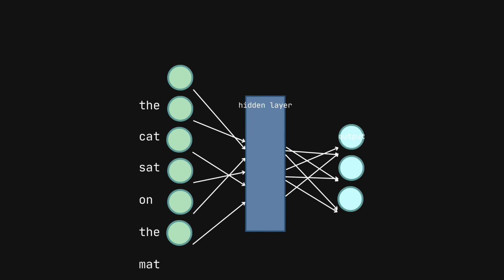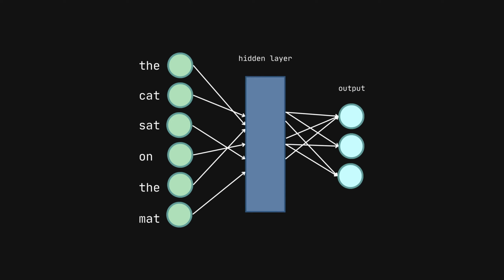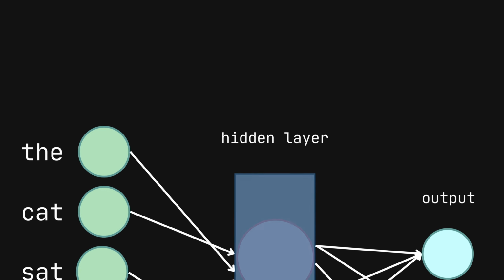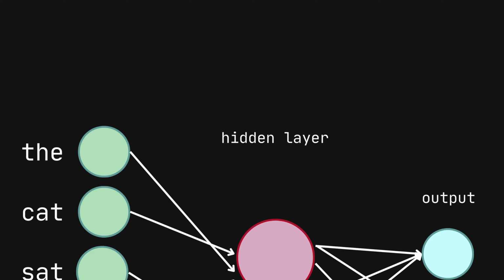For example, when processing the sentence "the cat sat on the mat," neurons in different layers activate in response to various features of the text, helping the model understand and generate language. When models mention having 7 billion parameters, they're referring to the number of weights and biases in the neural network, which are adjusted during training to improve performance.